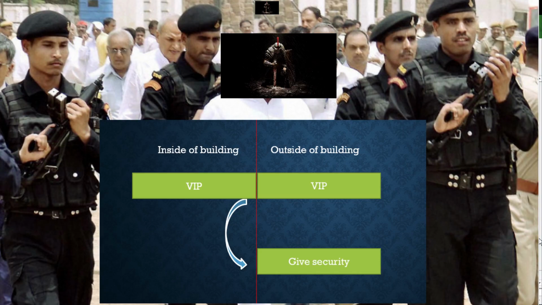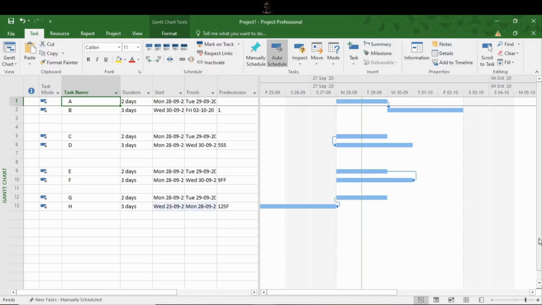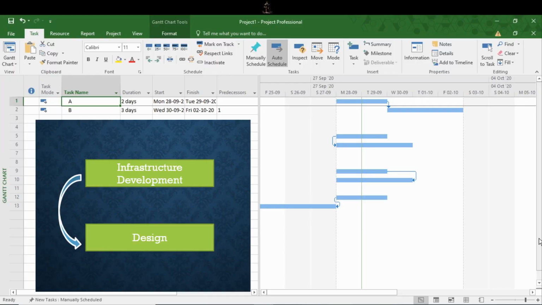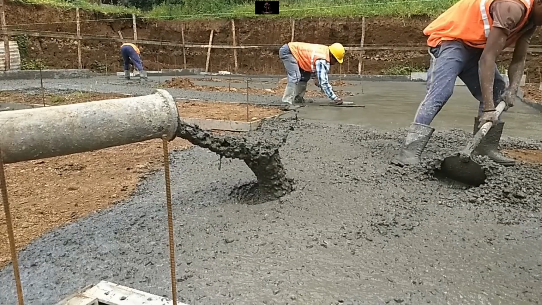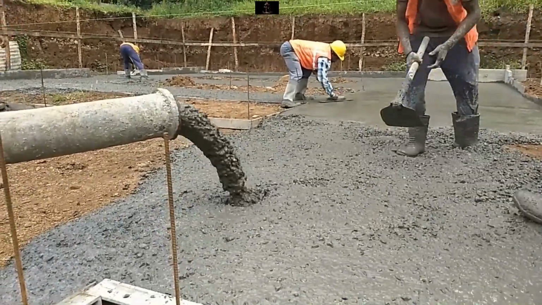For example, you have to give security to a VIP as soon as he arrives. So we can represent this with a start to start relationship. In software development projects, infrastructure development and design should start together. In construction, pouring the concrete and leveling the concrete.